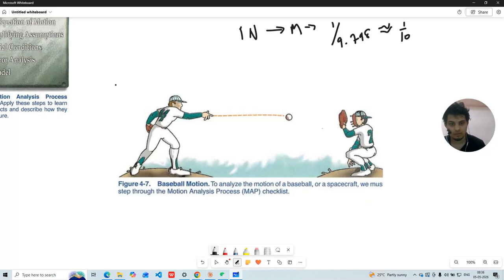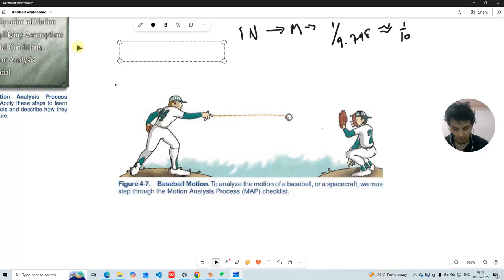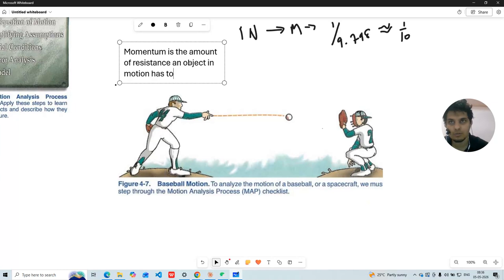So, momentum is the amount of resistance an object in motion has to change its speed or direction, a.k.a. velocity.